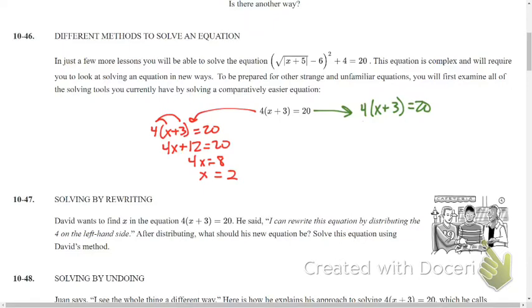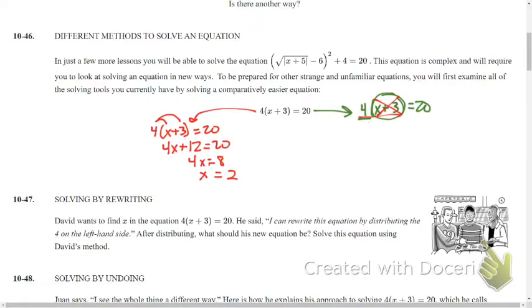The second method is probably just as easy, but you might not be familiar or too comfortable with it. So if I've got 4 multiplying this term right here, think of this binomial as a single term. Let's just pretend this whole thing was a giant x. If it was 4 times x, how would I get rid of this 4 if it was just 4x? To get rid of that 4, I would just divide by 4, right?